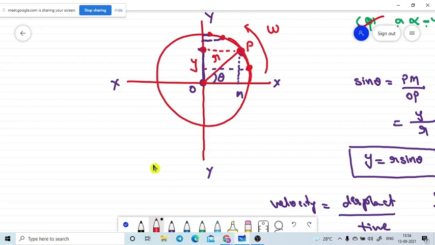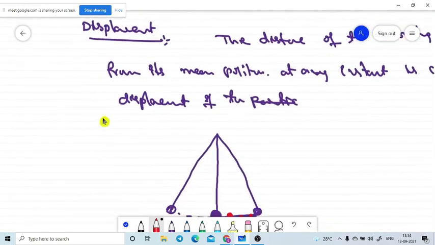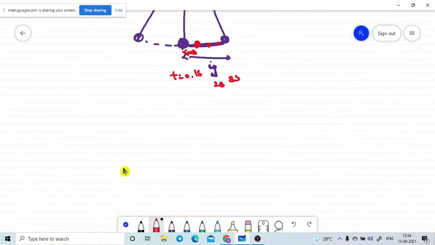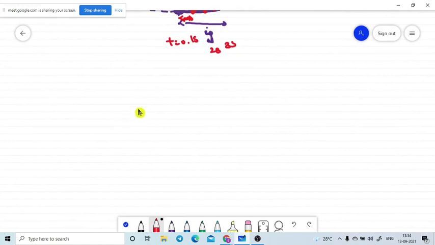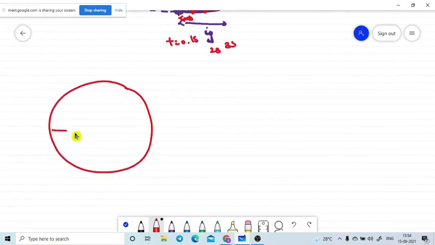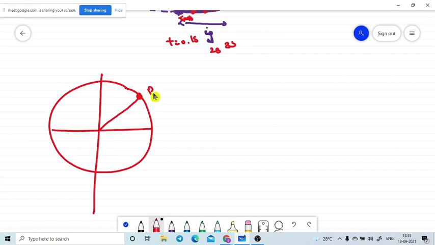Now we are moving to the special cases. In the previous case, I took the particle at a given instant somewhere here. The angle I told you was theta, the angle of the particle at a given instant, but it may not happen for all times. Let me take one special case.